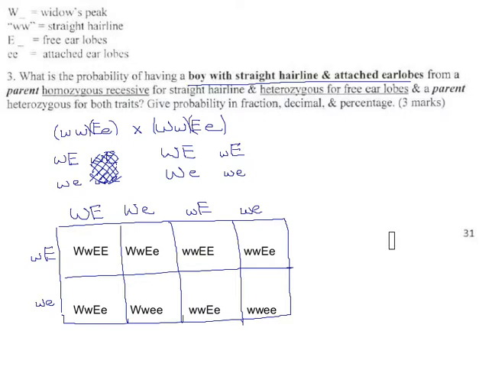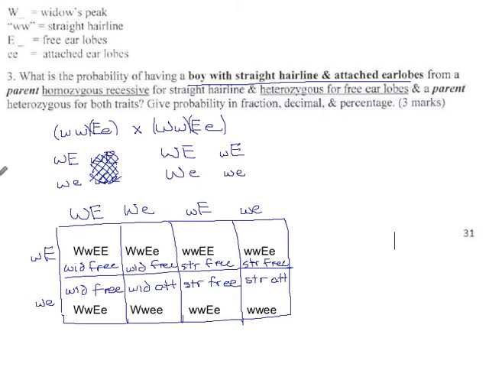Now, what do these mean in terms of phenotypes? Big W means widow's peak, so here we get widow's peak. Little w means straight. Straight again. Here we get widow's peak. Big W means widow's peak. Little w means straight. And straight again. And big E means free earlobe. Free. Big E, free again. Little e means attached. Here we have big E for free and little e for attached.